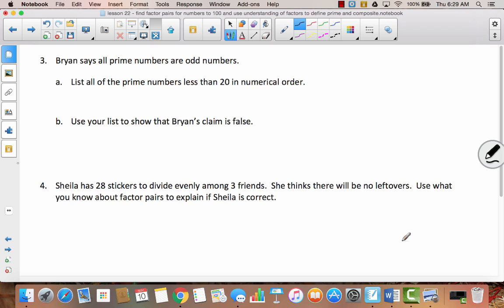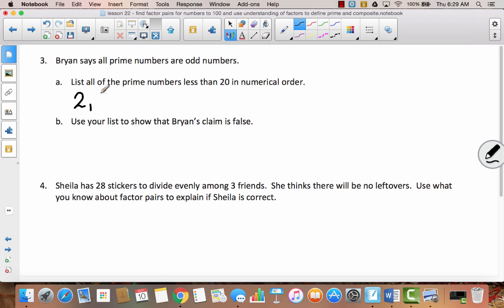Okay, so Brian says all prime numbers are odd numbers. List all of the prime numbers less than 20 in numerical order. So first of all, the first number between 0 and 20 is 1, and 1 is neither prime nor composite. So let's think about the number 2. How many factors are there in the number 2? Well, there's 1 times 2, so that means that 2 is prime because it only has 2 factors.